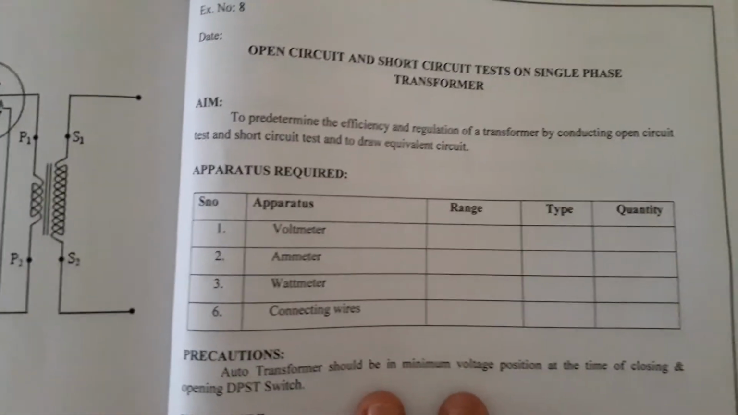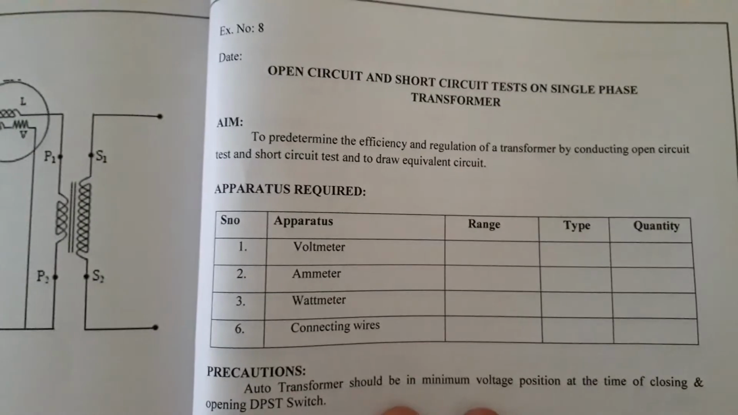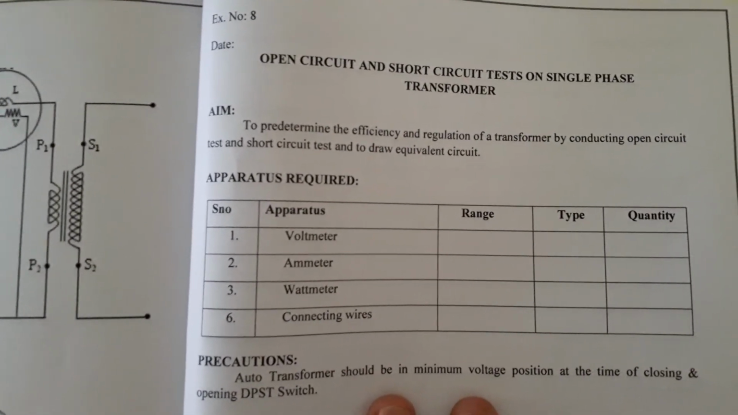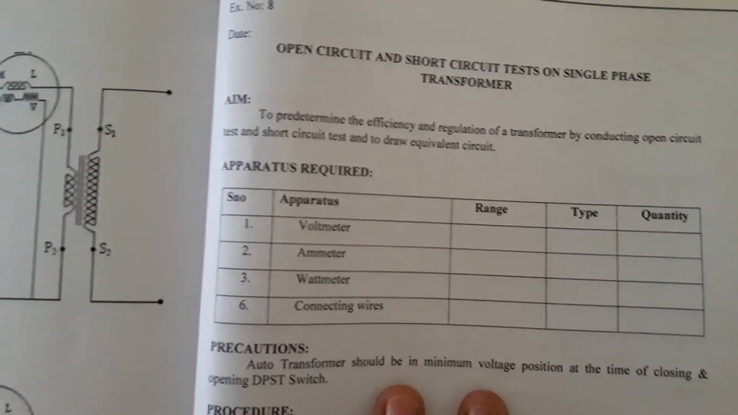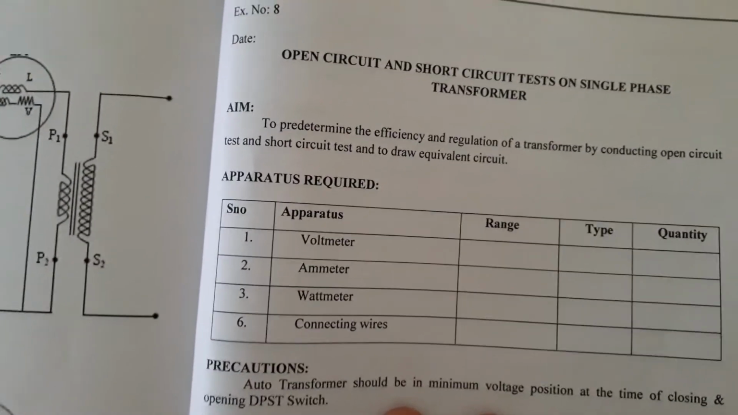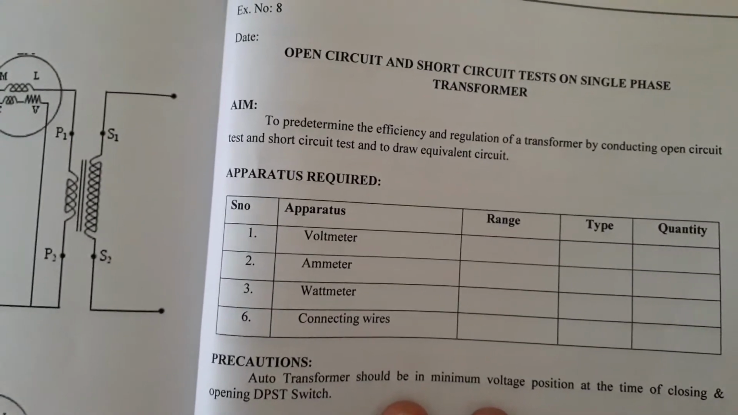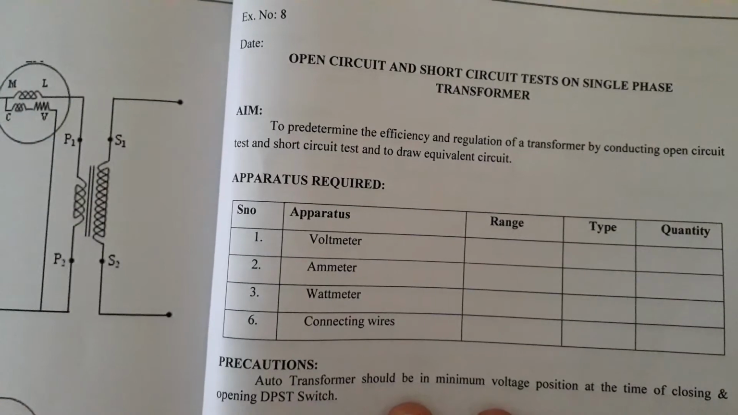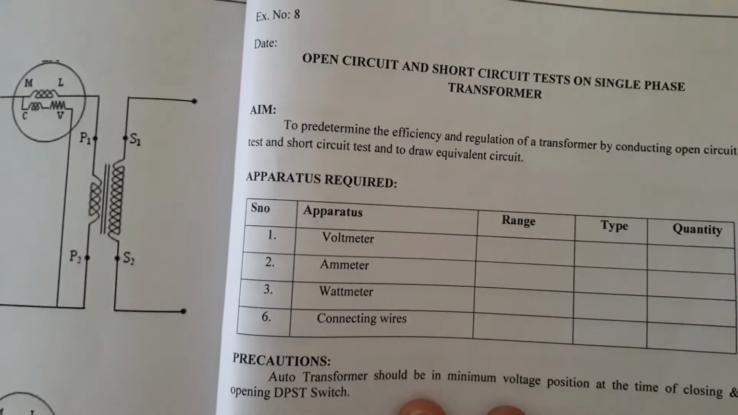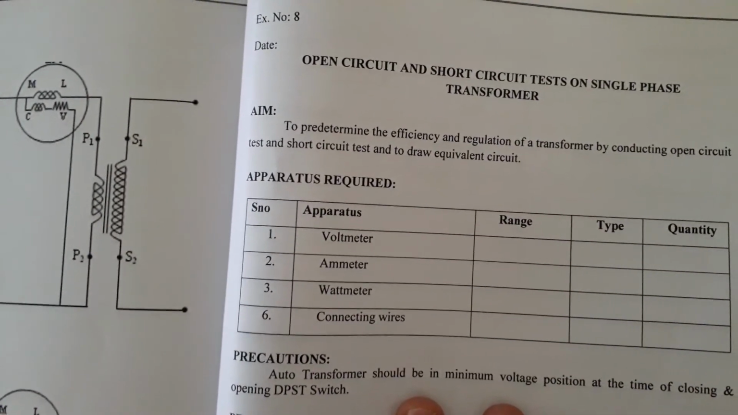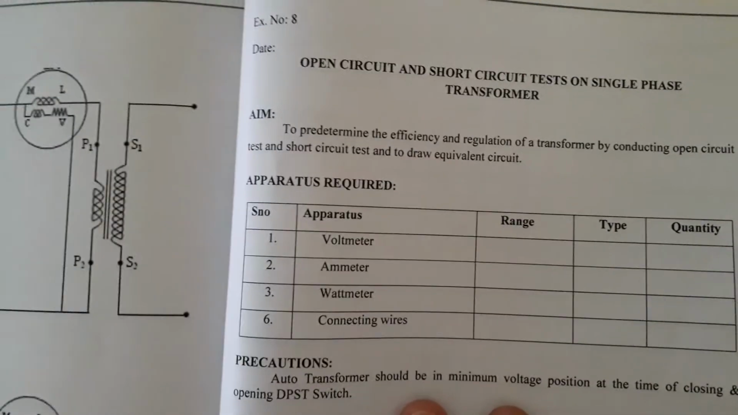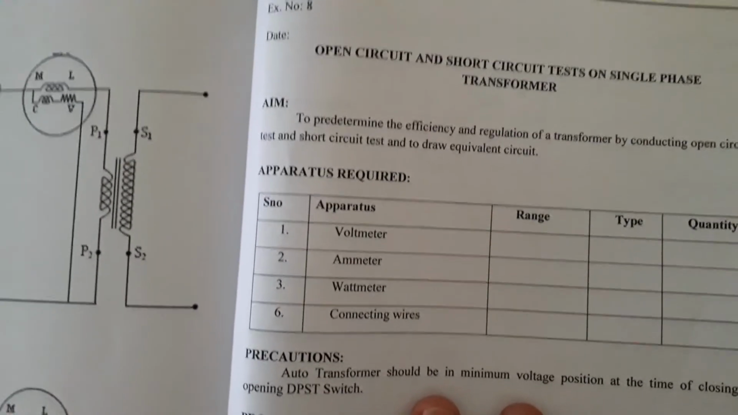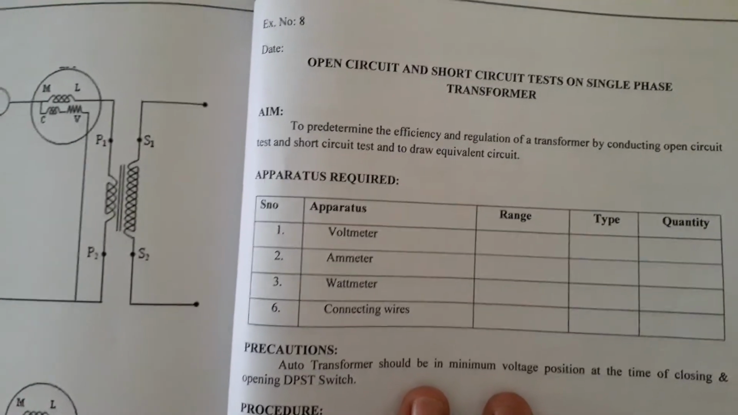to predetermine the efficiency and regulation of a transformer by conducting open circuit test and short circuit test, and to draw the equivalent circuit. Thus the efficiency and regulation of the transformer is predetermined by conducting open circuit and short circuit test, and the equivalent circuit is drawn. You can also mention whether you have drawn your equivalent circuit referred to the primary or referred to the secondary in your result.